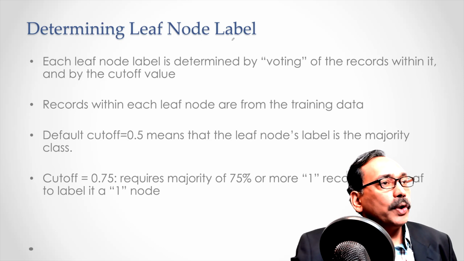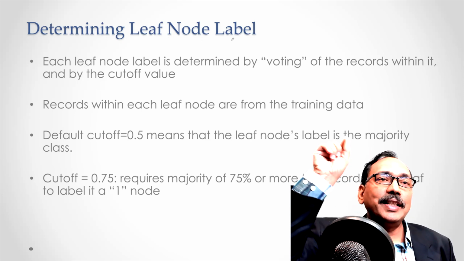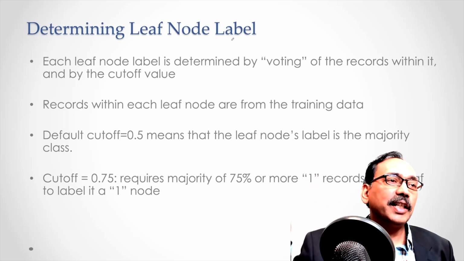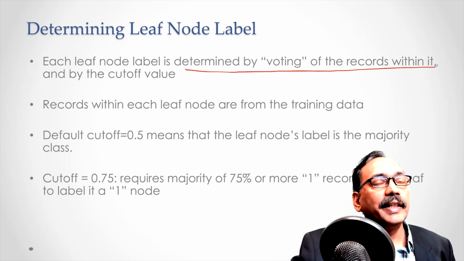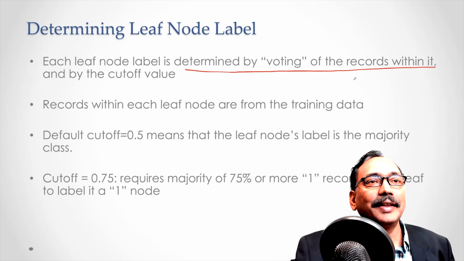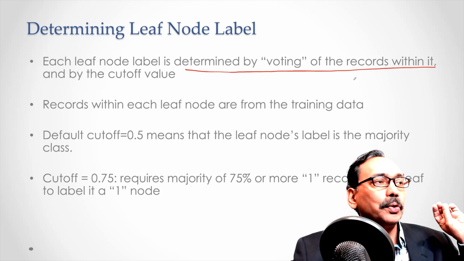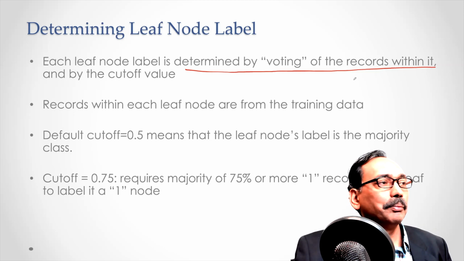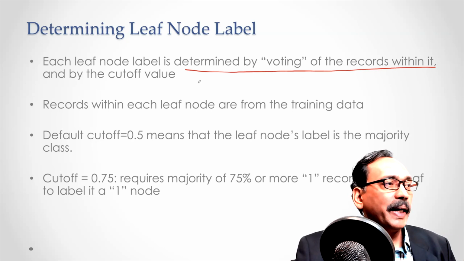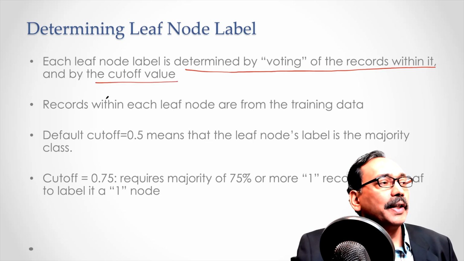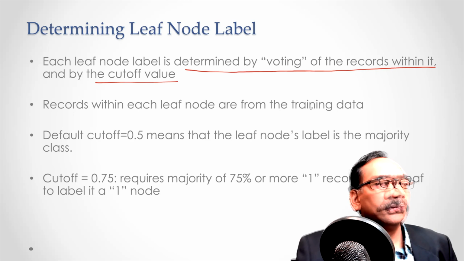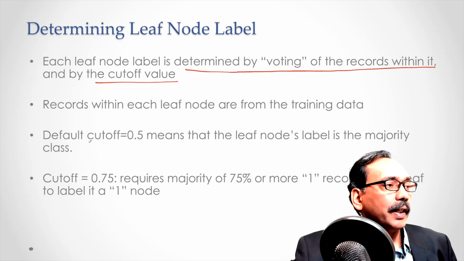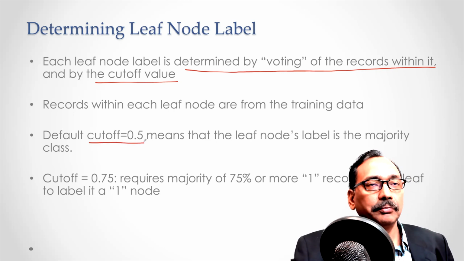So, determining the leaf node label. How did we decide that a node is yes, spam, or no, it's not a spam? It is determined by the voting of the records within it. If the majority of the records are N or no spam, that node is labeled as N or no spam. But if the majority is yes, then that one is labeled as spam. Records within each leaf node are from the training data. We are using training data for making the model, and the default cutoff value we use is 0.5.